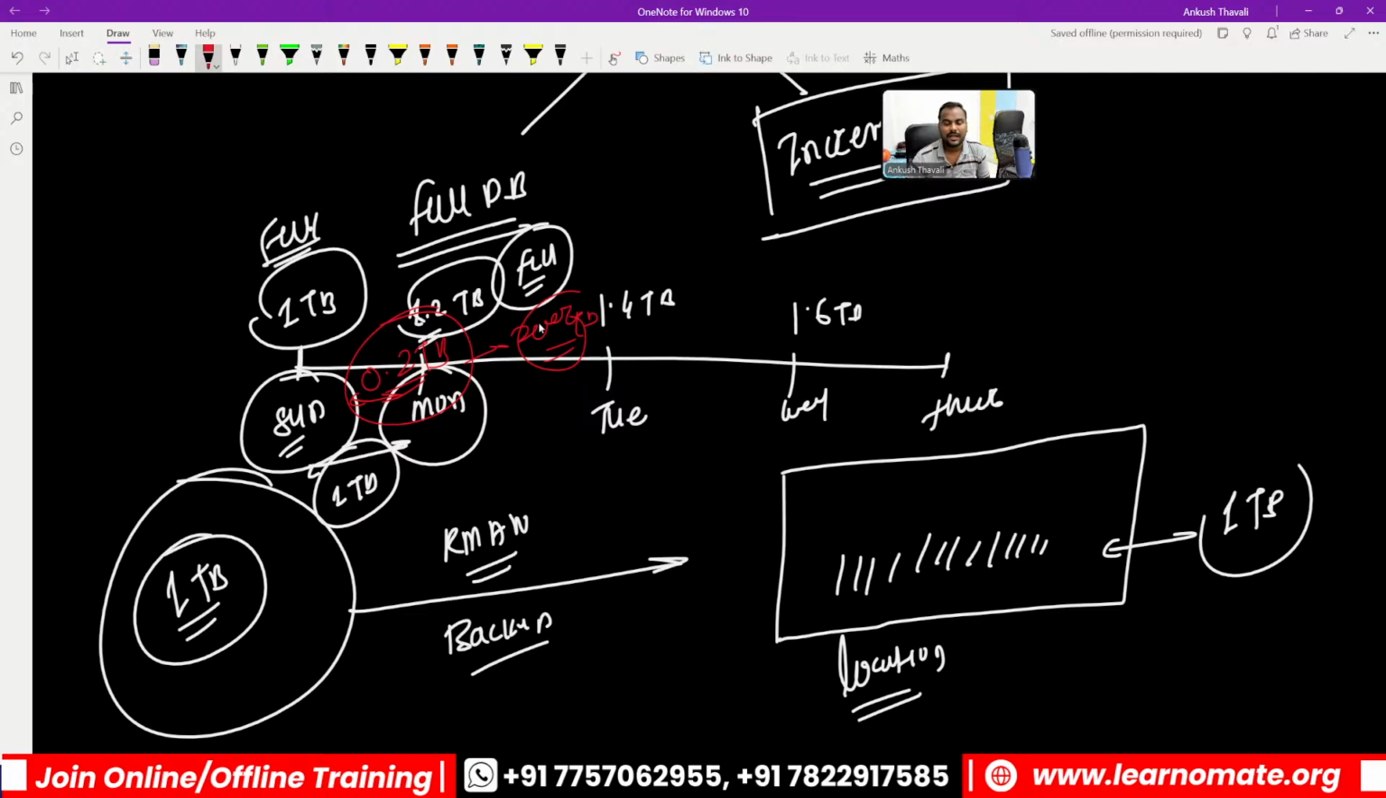So what I will do, anyway I have a full database backup on Sunday. Monday I will take only the changes which are after Sunday, that is 200 GB. And that backup we call an incremental backup. So why do we prefer incremental backup? Because incremental backup is very fast. It is just taking the changes now, so it is not taking much time.